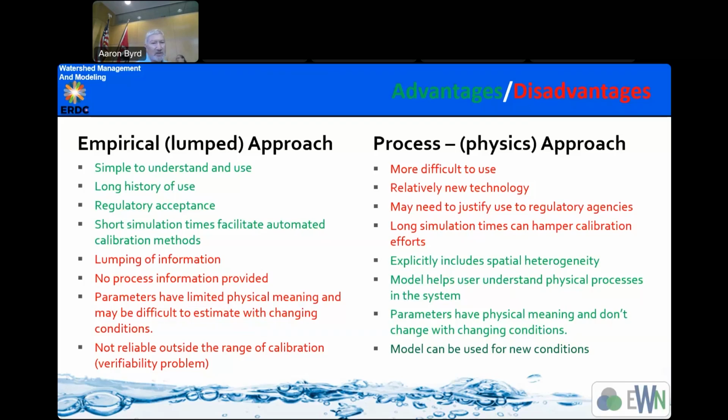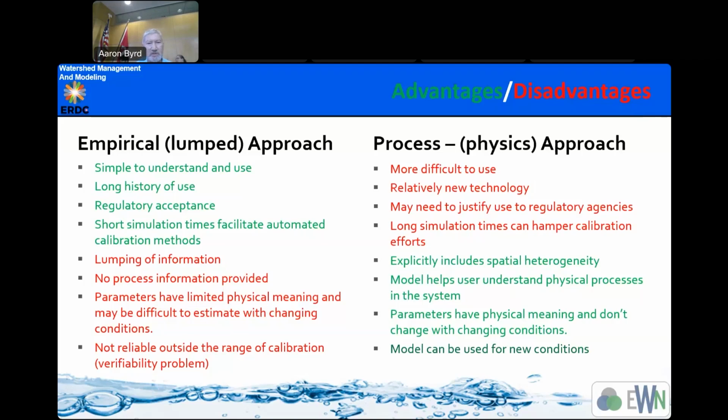The good thing about it is you explicitly include spatial heterogeneity. You have the luxury of defining that resolution. You don't have to do sub watersheds, where you have to put some effort into picking the sub watershed. But if I want a 100-meter grid or 50-meter grid, I just use WMS to make me a new grid, and I have a new grid. The model helps the user understand the physical process.